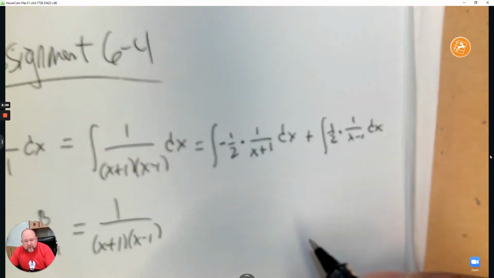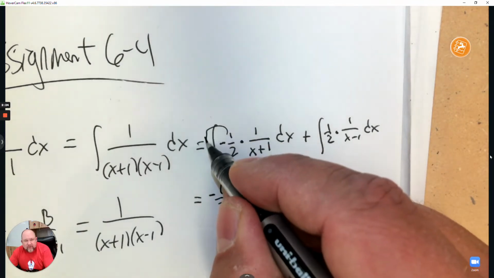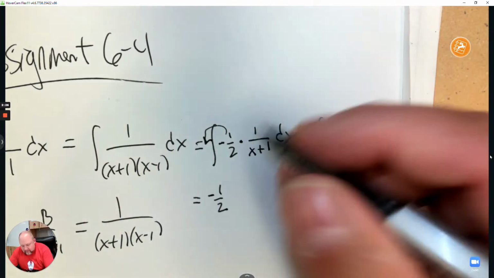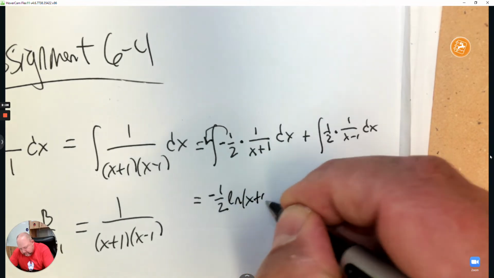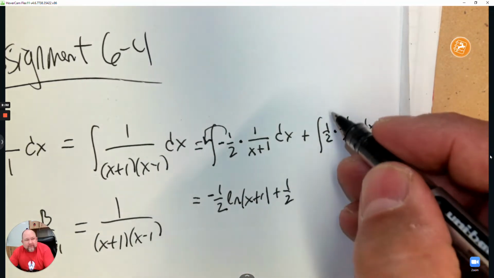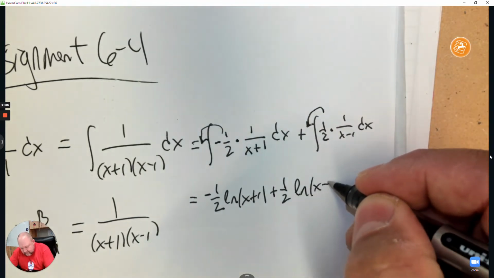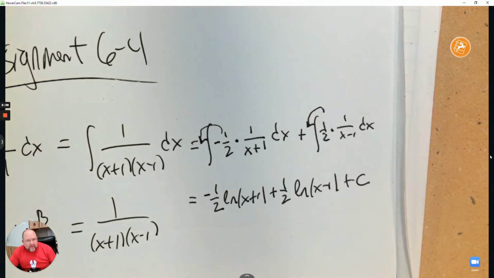All right, so we're in a situation now where we can do this. So I'm going to take the negative 1/2 in front, and then what's left, I can just integrate with a logarithm. Plus 1/2. Again, this 1/2 can go in front. That's just a logarithm. And then plus c. And you've integrated.